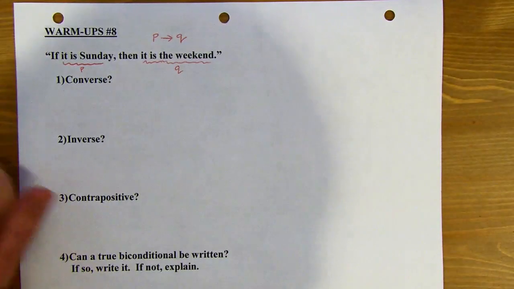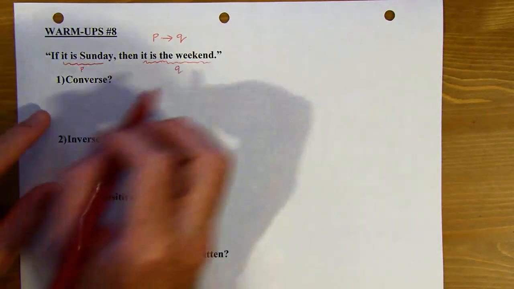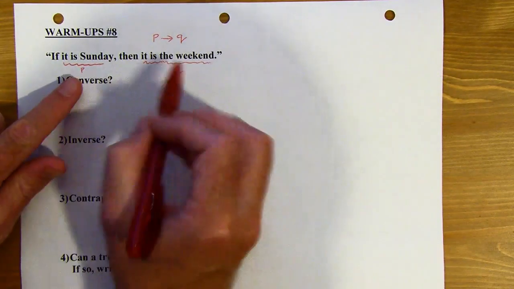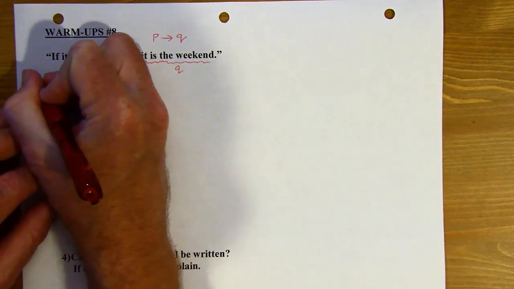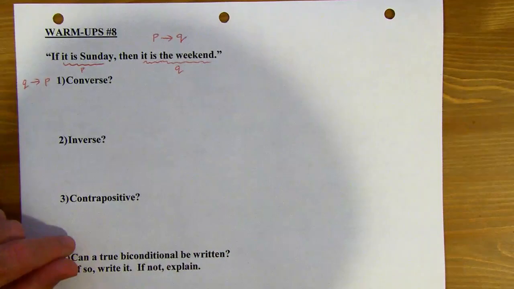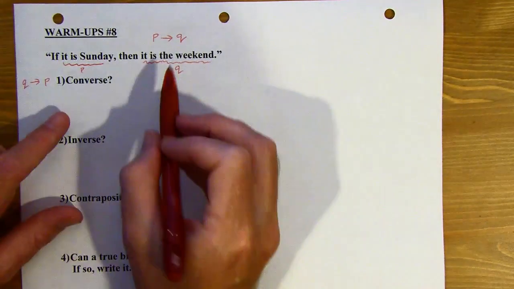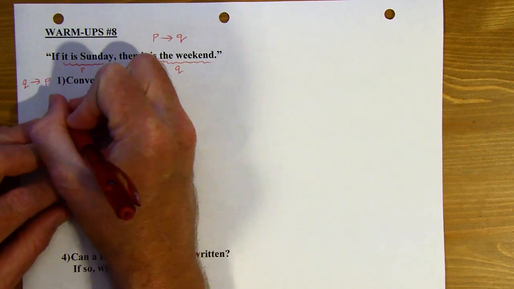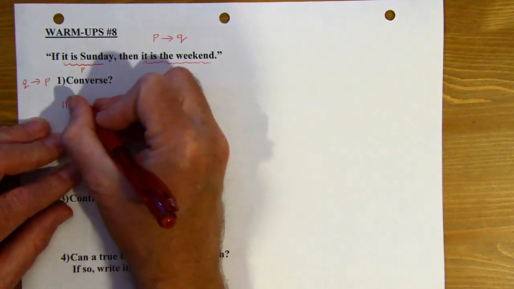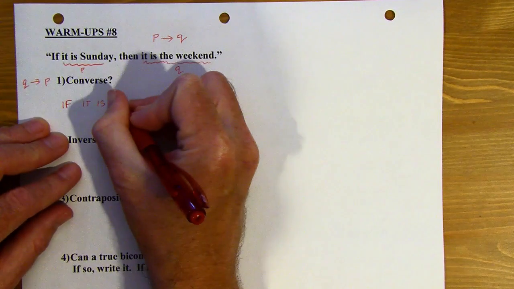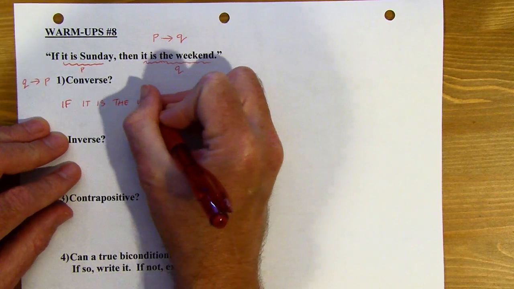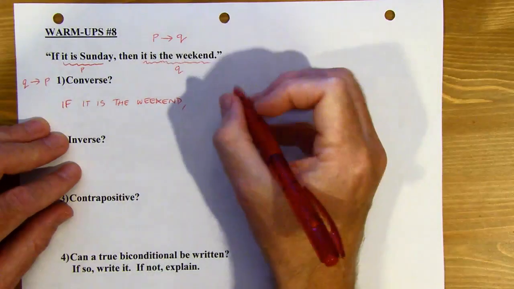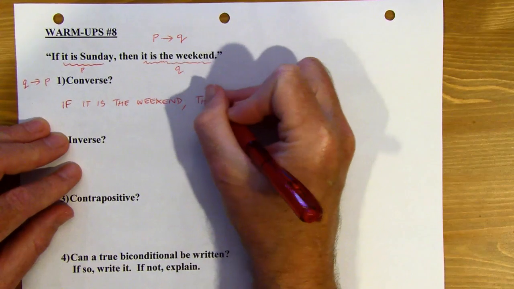With a converse, what you're going to do is switch the order of the hypothesis and conclusion. So if I went from P to Q, for my converse, I'm going to flip that around. I'm going to go from Q to P. I'm just going to take the parts that I underlined and swap them with each other. So I'm going to write, if it is the weekend, then it is Sunday.